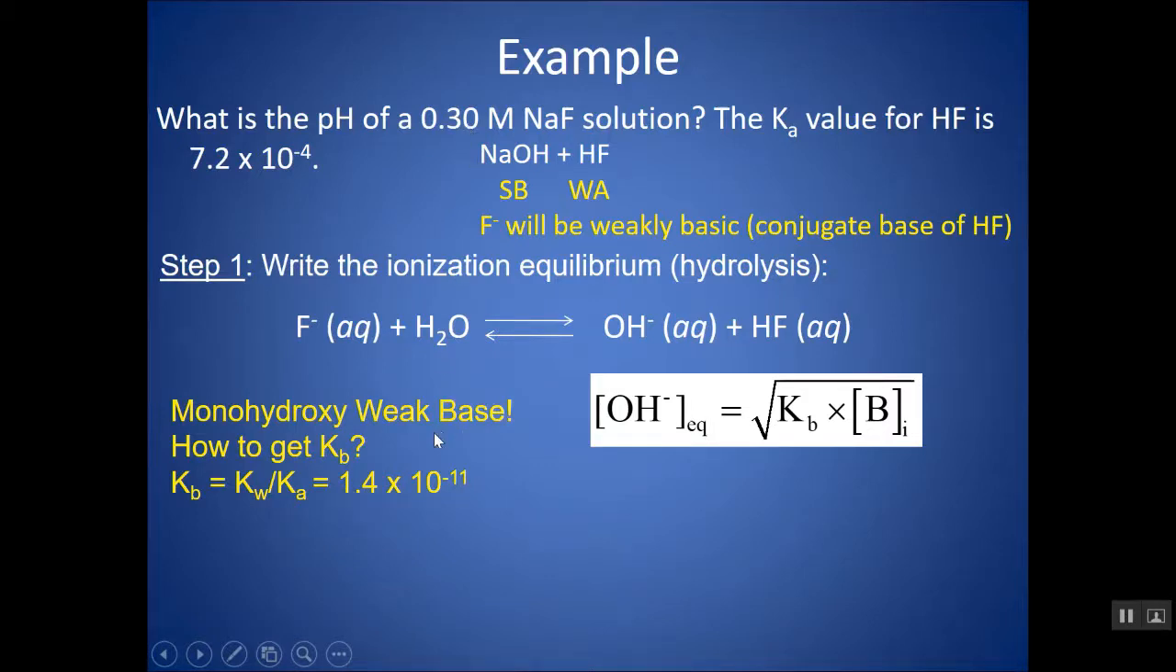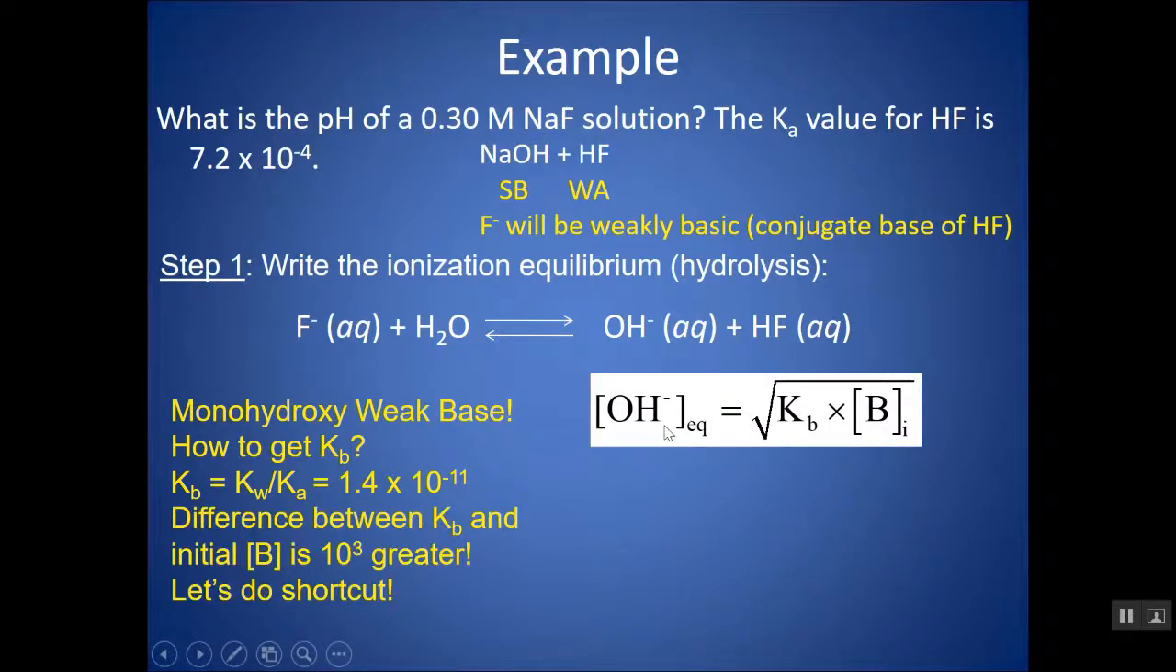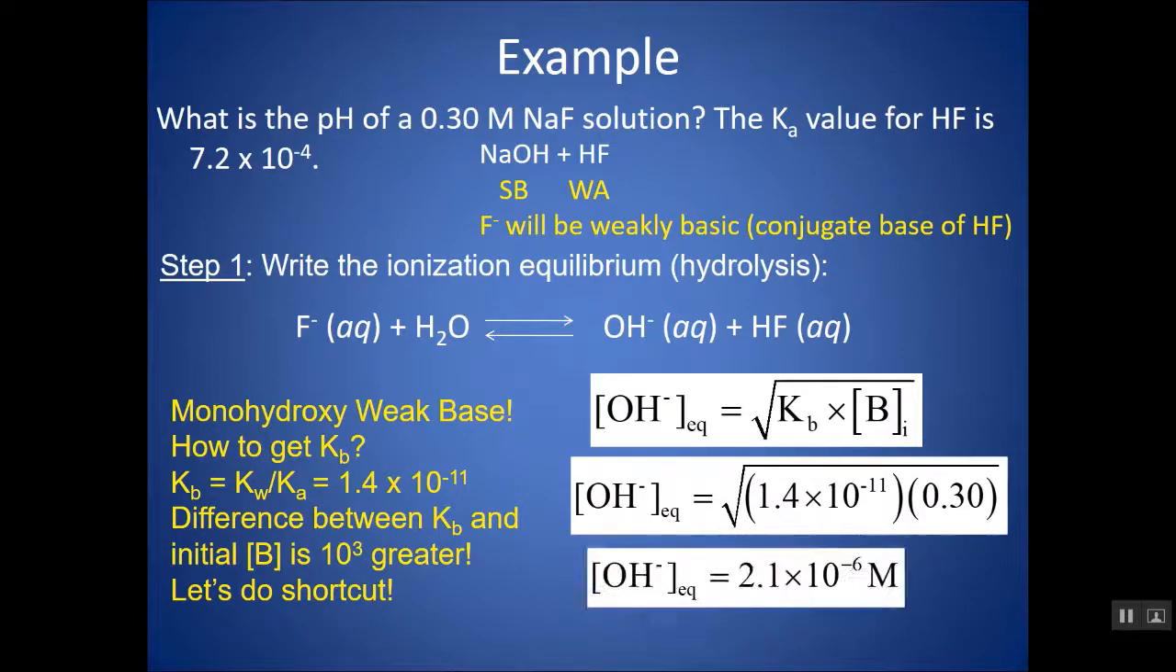So I can use that 5% rule, right? The difference between my initial base and my Kb is way more than 10 to the third, or 1,000 times difference. So I can either use an ICE box with that 5% rule, or I can use this shortcut equation that we remember from weak bases, and there's a video on that if you need to go back to it. I have my Kb now, I have my initial base, and I can solve for my OH-. So let's do this shortcut. Plugging in, I get my OH- is 2.1 times 10 to the negative 6. I can get the pOH by doing the negative log of this number. I get 5.69. And if I subtract that from 14, I get my pH.